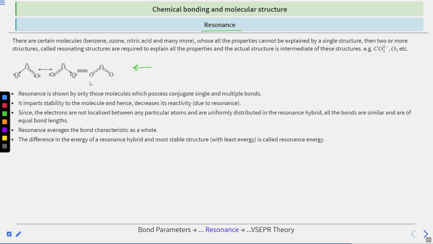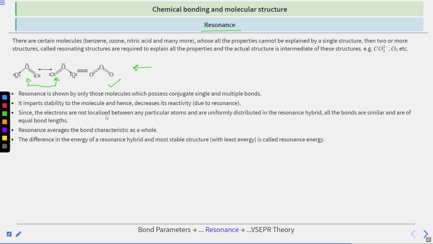We have here the diagram of ozone. These are the two diagrams of resonance of the ozone molecule, and this is the equivalent diagram for the ozone molecule. Resonance is shown by only those molecules which possess conjugated single and multiple bonds. It imparts stability to the molecule and hence decreases its reactivity.